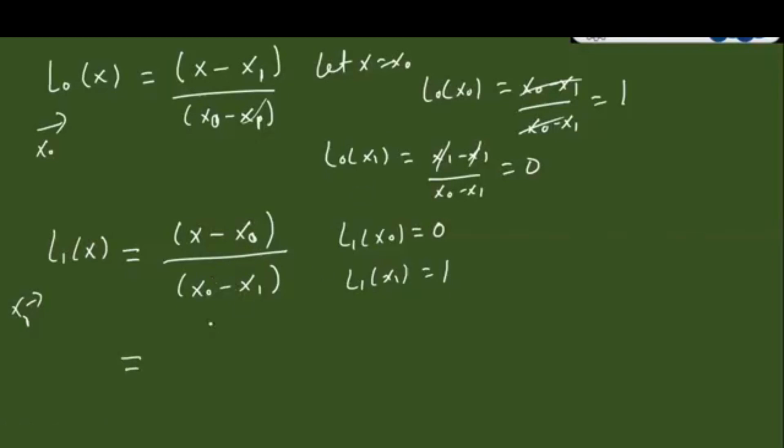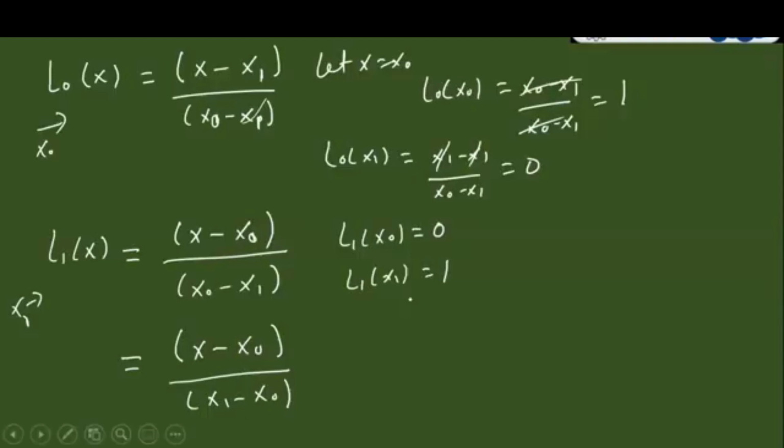So it has to be like that: x minus x0 divided by x1 minus x0. Now check it again. If you put x0 there, x0 minus x0 is 0. And if you put x1 there, it is x1 minus x0 divided by x1 minus x0, so I will get 1 there. So this is how we have to define it.